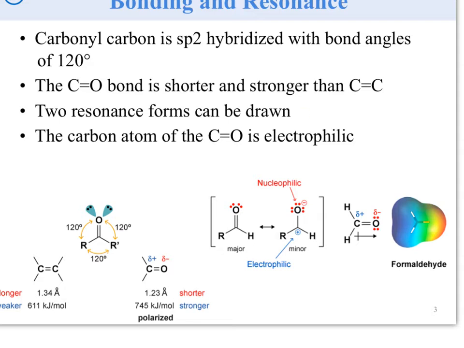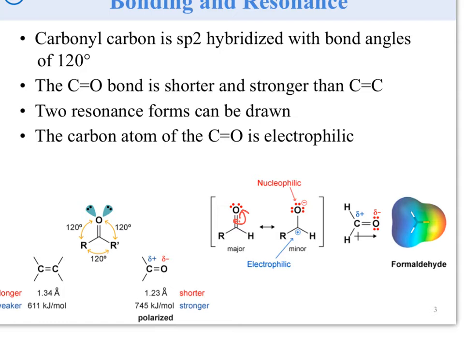Think about what the resonance forms could be. One resonance form, shown here, is the one that makes the most sense, where in this pi bond, those electrons would go to the oxygen. So this resonance form tells us the carbon of the carbonyl group, the aldehyde or ketone, is electrophilic. It's delta plus. The oxygen of the carbonyl group is electron rich. It could be nucleophilic. That's what that resonance tells us.